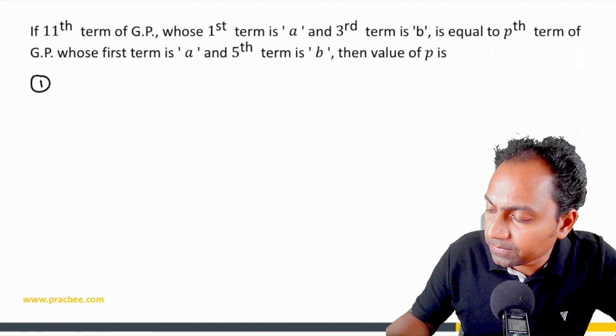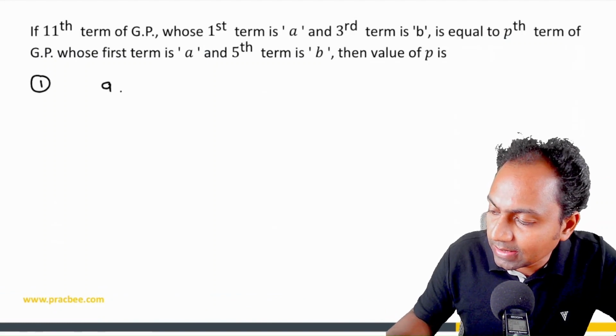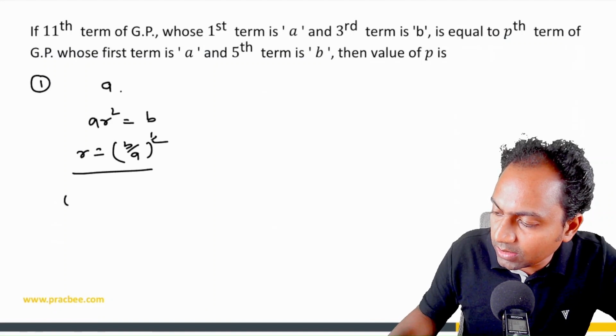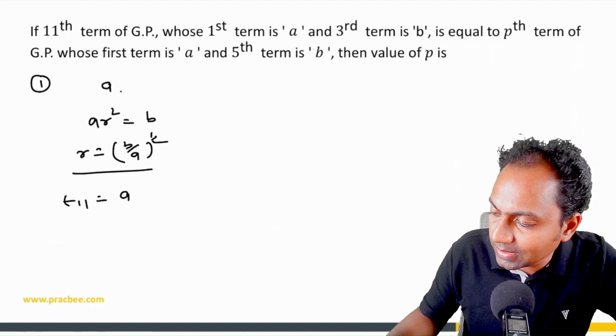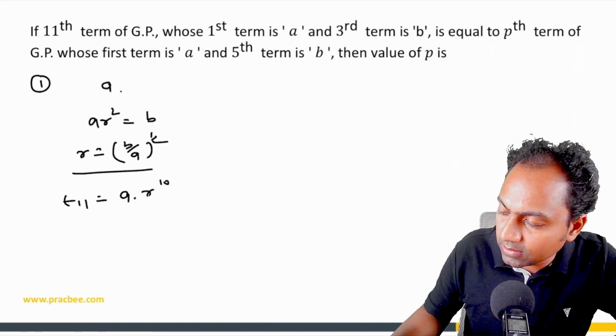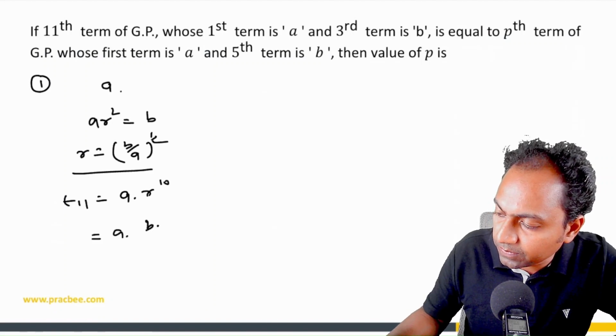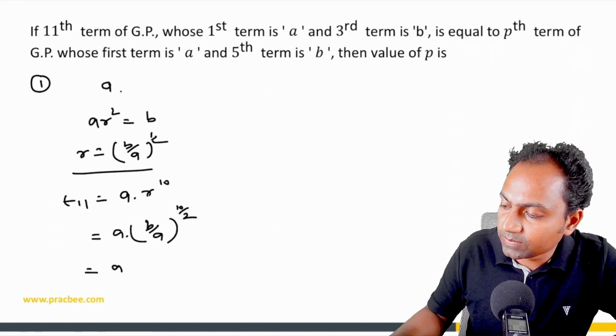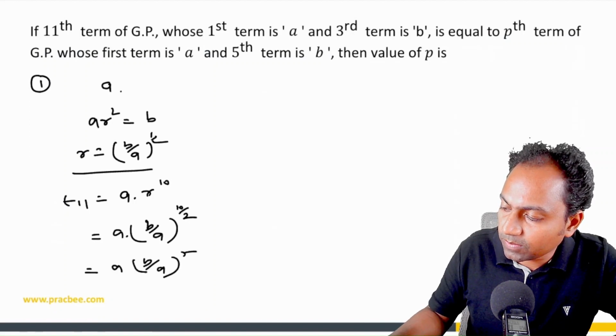In the first GP, the first term is a and the third term is nothing but b. So from here the value of r comes out to be b by a raised to the power 1 by 2. And they are talking about the 11th term. So 11th term is nothing but a r raised to the power 10. So this becomes nothing but 10 by 2. So you can see that this becomes b by a raised to the power 5.